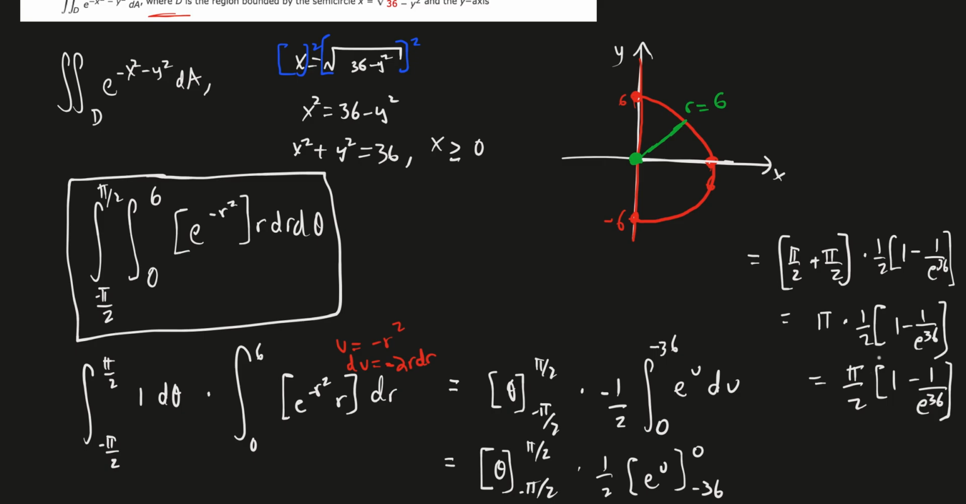You could distribute if you want, making pi over 2 minus pi over 2 e to the 36, but it's the same thing, and I think this one looks a little bit neater. So that's your volume over the region here under your function.